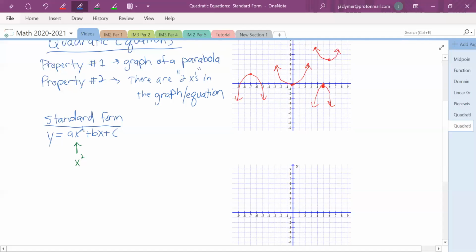So when multiplied out, a quadratic equation will take the standard form. That's true of all quadratic equations.